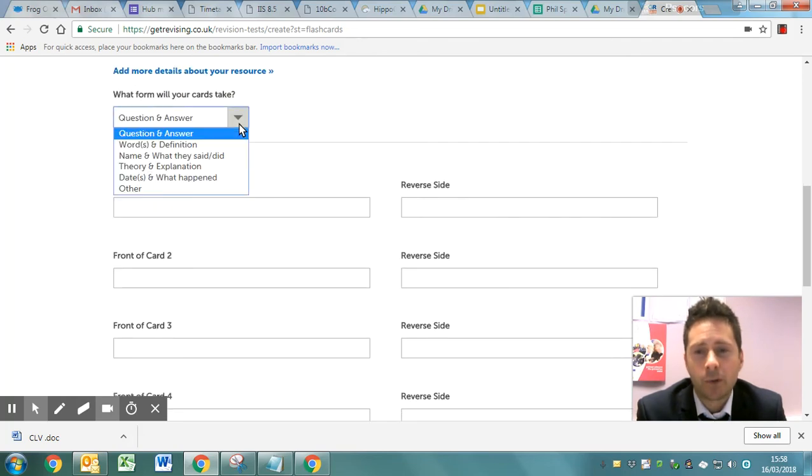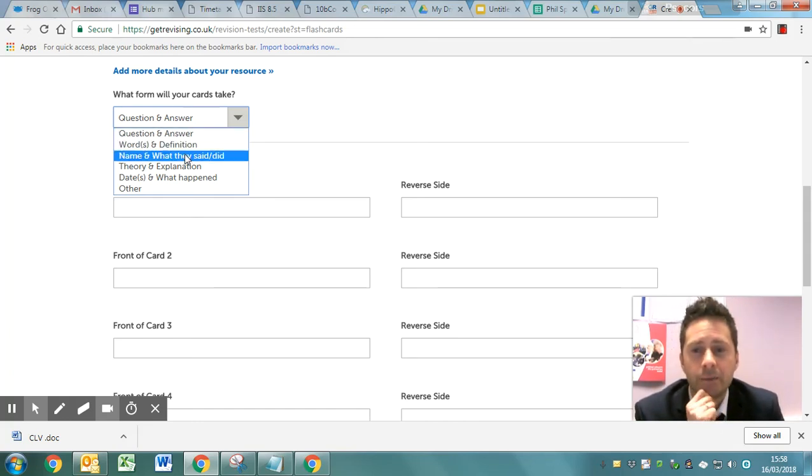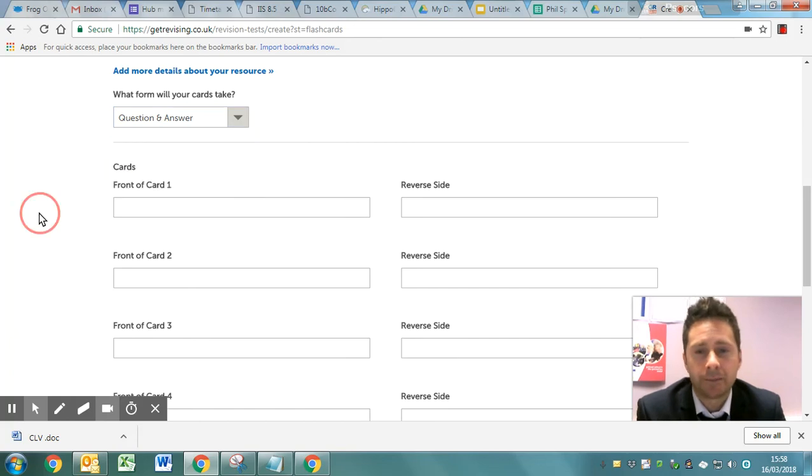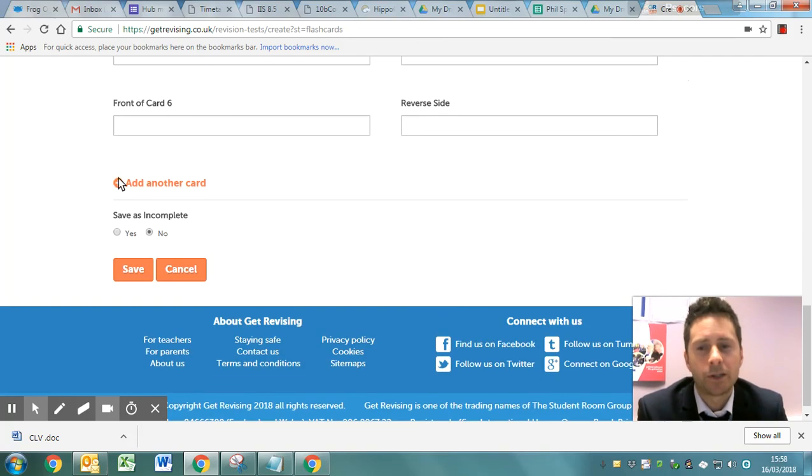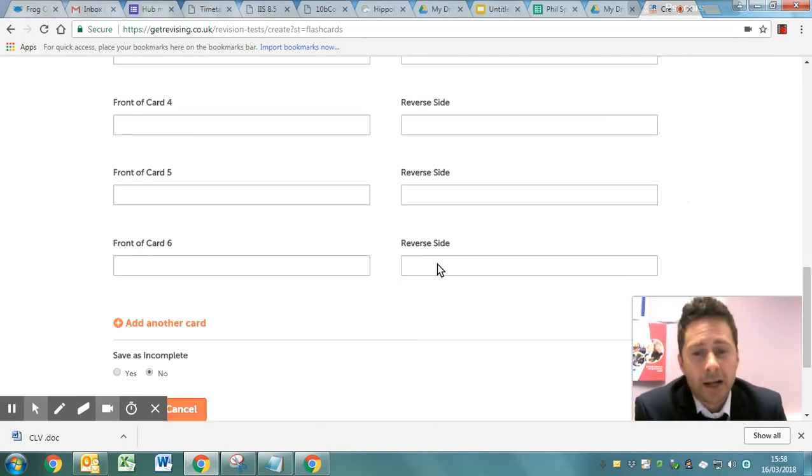And then you choose what form your cards are going to take. So is it going to be a question and answer? So a question on one side, the answer on the other side. Or maybe it's words and definition. Maybe it's the name of somebody and what they said and did, theory, explanation, etc. It could be something else. And then all you do is you just put your cards here. So what's going to be on the front of the card, what's going to be on the reverse of the card. And then once you've done that, you can add as many cards as you want, save it, and you can then use those cards to help you revise.